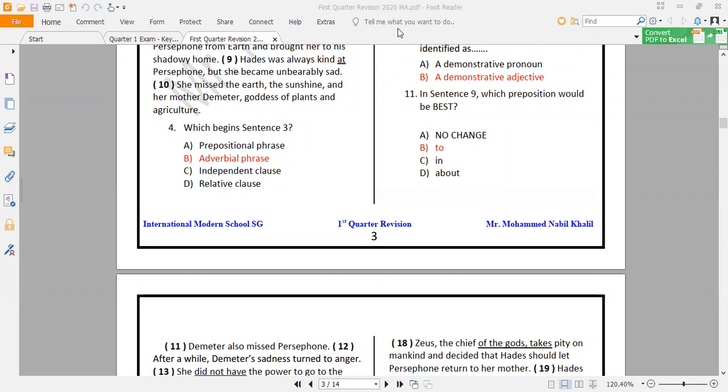Yes, go ahead. Will there be an essay in the exam? Yeah, you're gonna have to write. The essay will be a story, a very short story. Okay.